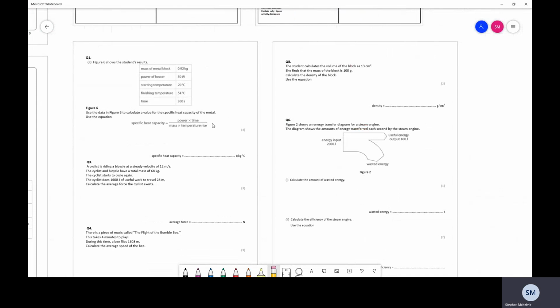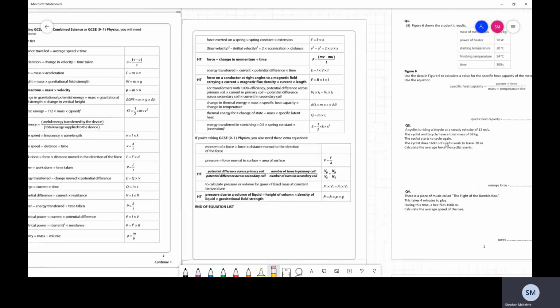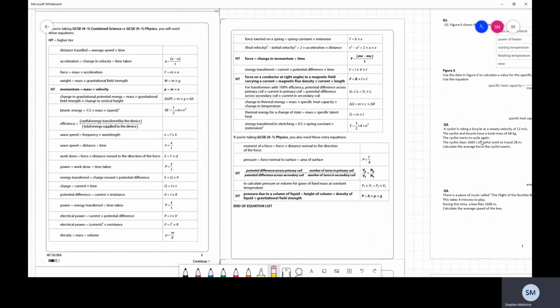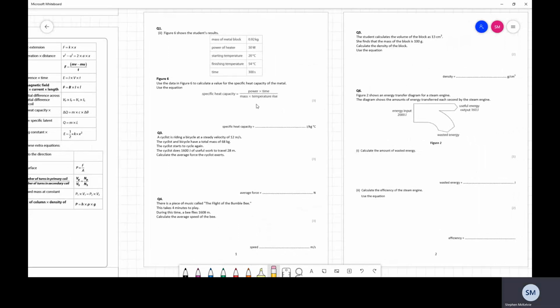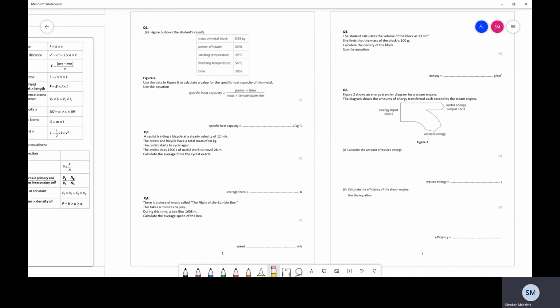So the way I've set this up, I've got the questions on the right-hand side, and I've got the equations list that you're allowed to have next to you in the exam beside you as well. So I'm going to be using it pretty much the same way you will be. So let's get going. Woo! Now, depending on whether or not my voice dies, this could be broken into two parts, but let's see.